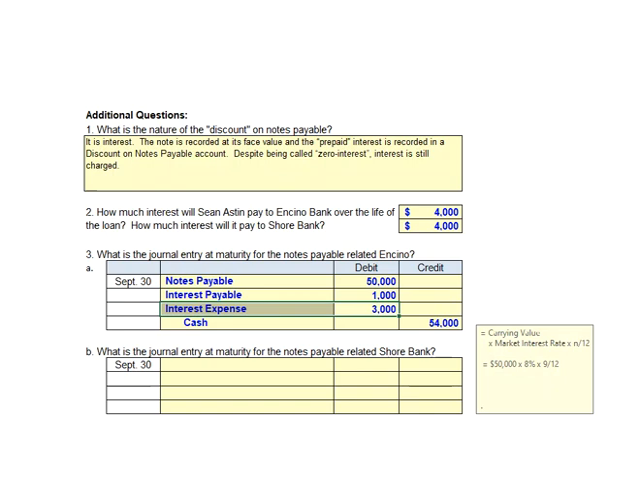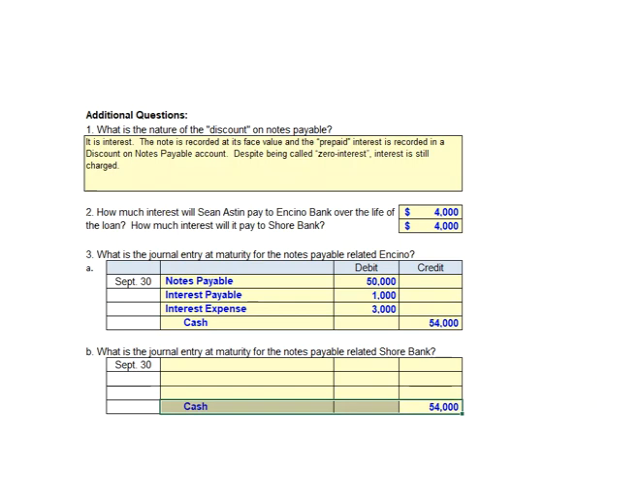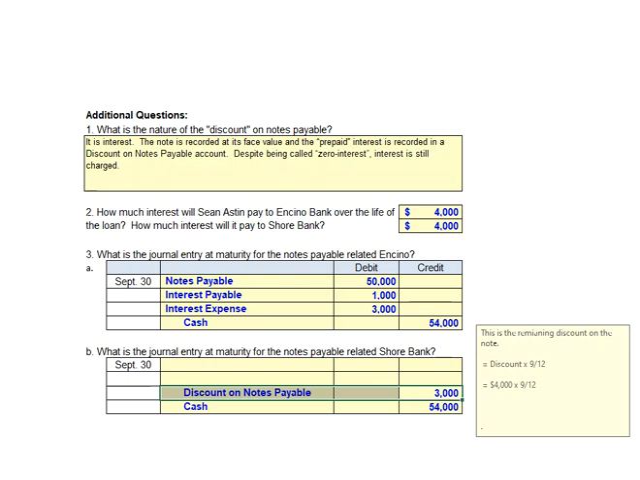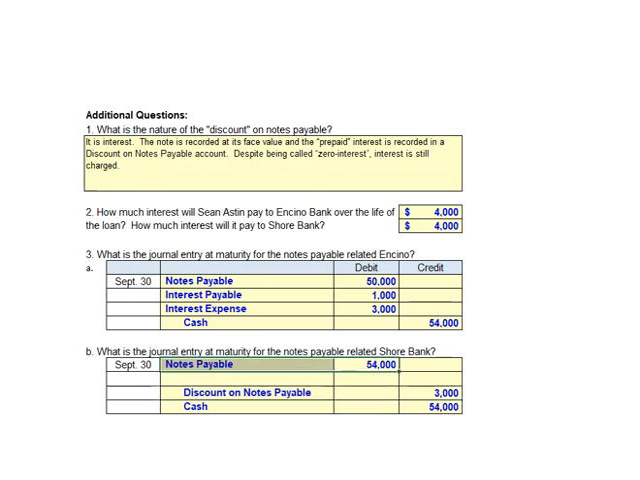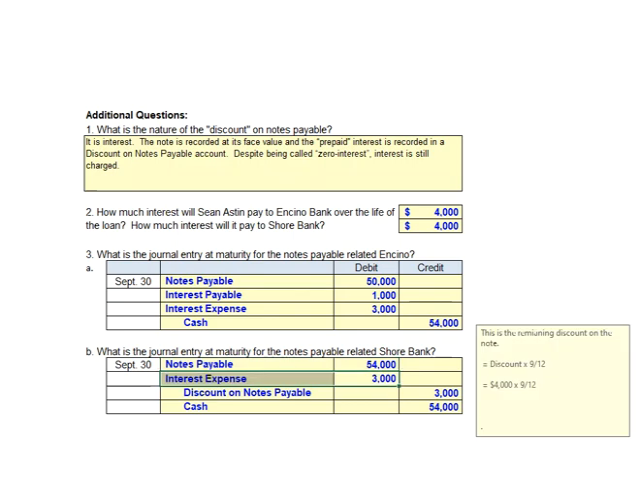Now, for Shore Bank, we're going to also pay them the same $54,000 in cash, but we're going to remove a note in the amount of $54,000 from our books, as well as a discount of $3,000. Recall, that's the remaining 9 months of the year times the $4,000 discount. So we remove the discount, as well as the $54,000 note payable. And of course, debits must equal credits. And we've got a $3,000 debit to interest expense. And again, that's the remaining 9/12 of the original $4,000 discount.